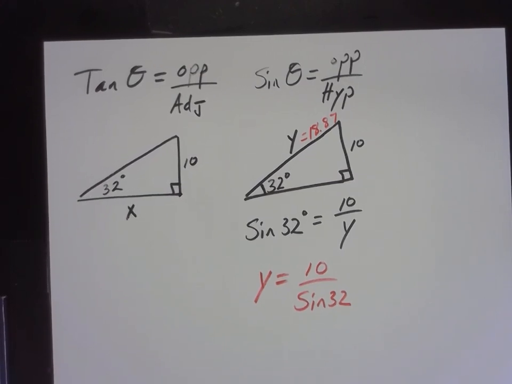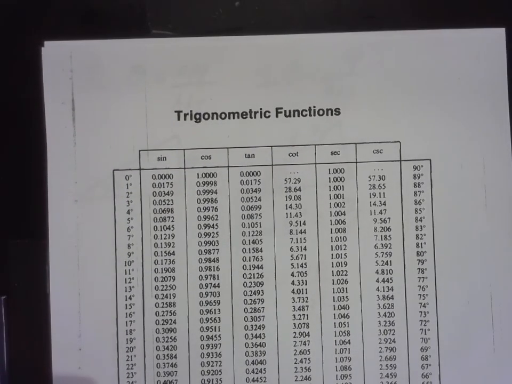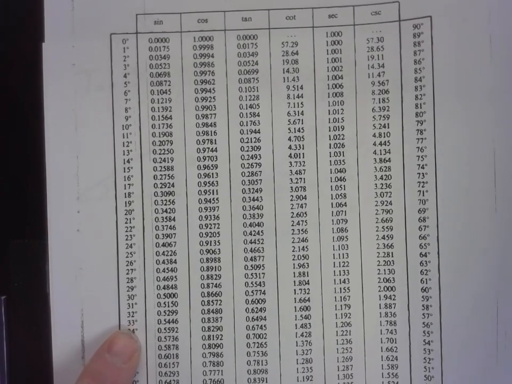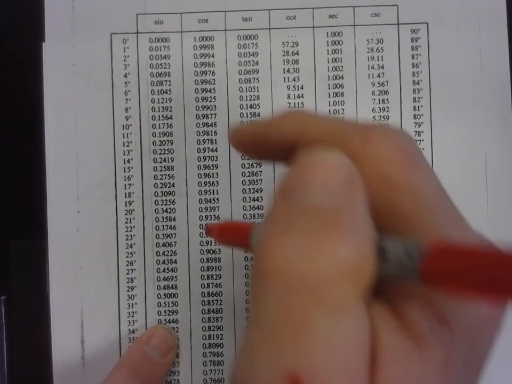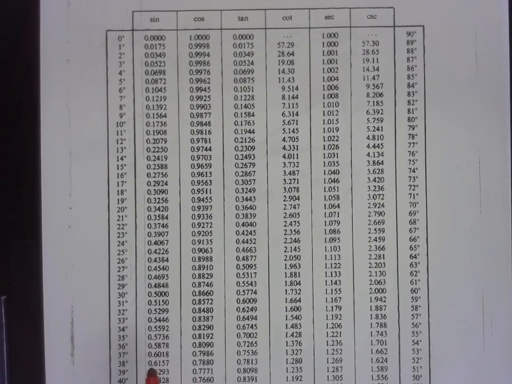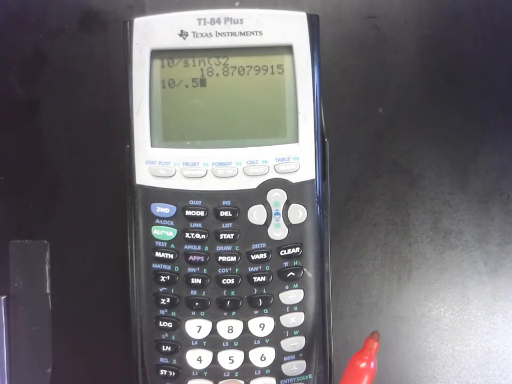Now I gave you a trigonometric functions sheet. I want you guys to come over here on the angle side, go down to 32 degrees, and just over to the right one, which is underneath the sine column. So we're under the sine column, and we're here at 32 degrees. And what is the sine of 32 degrees? It's 0.5299 approximately. That's rounded off to 4 decimals. So all your calculator is doing is taking 10 and dividing it by 0.5299. Okay, so notice 10 divided by 0.5299.